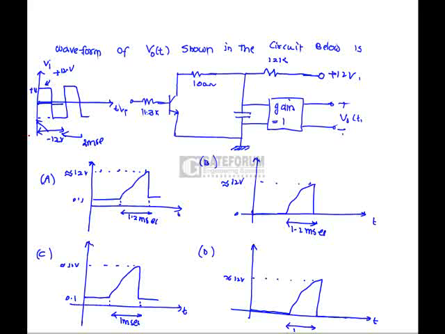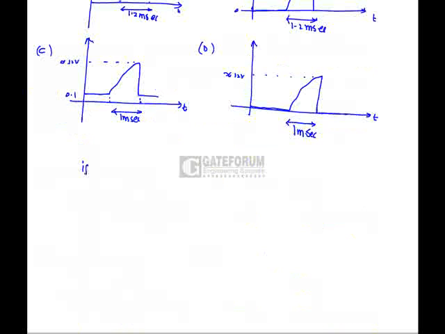Okay, so suppose Vi is equal to plus 12 V in between 0 to 1 millisecond. This is the first cycle. Minus 12 V is in between 1 millisecond to 2 milliseconds. Similarly, it repeats for 3 to 4, 4 to 5, and in that manner it is going to repeat. So if Vi equals plus 12 V, the transistor is going to turn on.